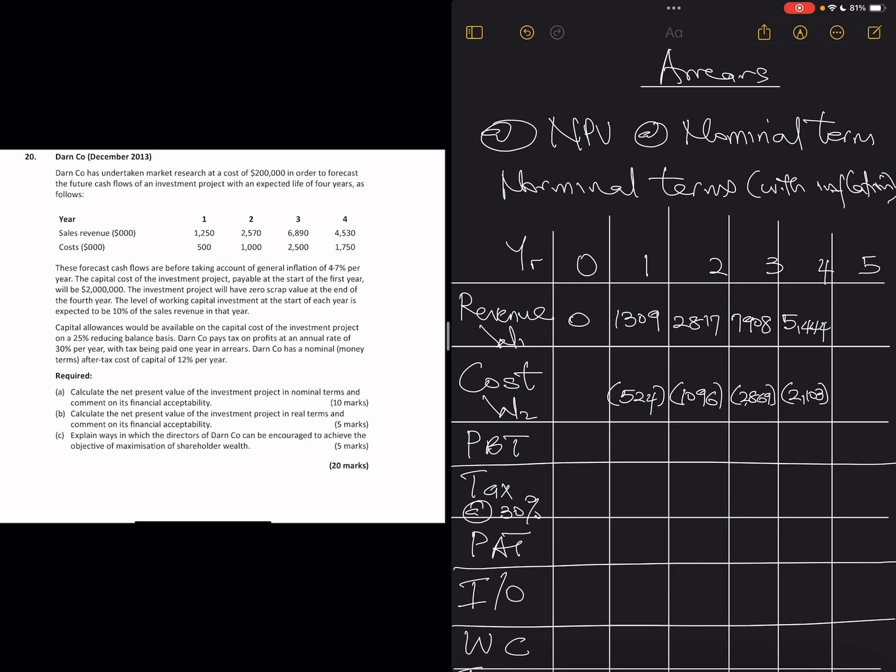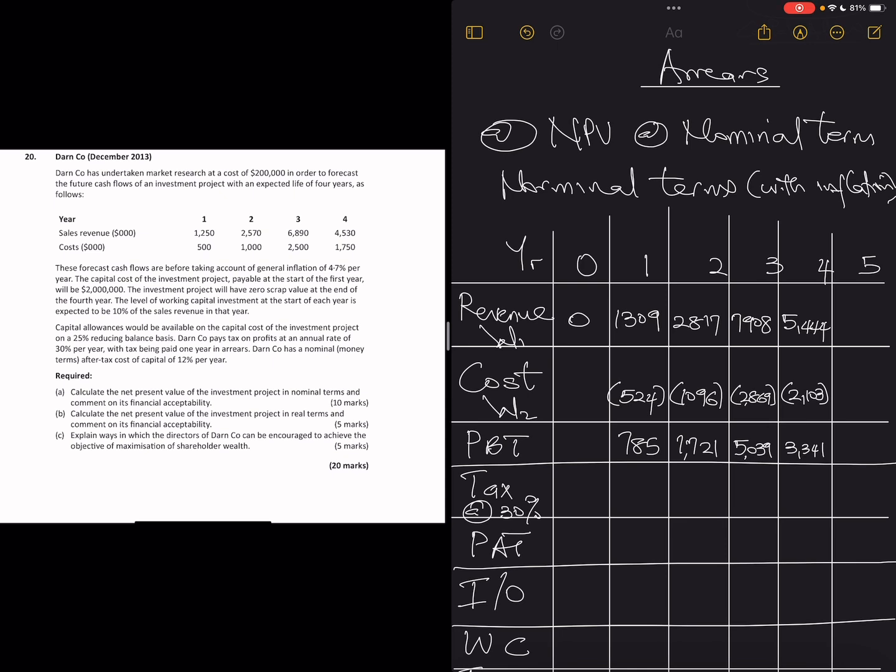That's as simple as that. Then the profit before tax is revenue minus cost. So 1309 minus 524, and that gives 785. The next gives 1721. Next is 5039. And the next one is 3341. So we have our profit before tax.